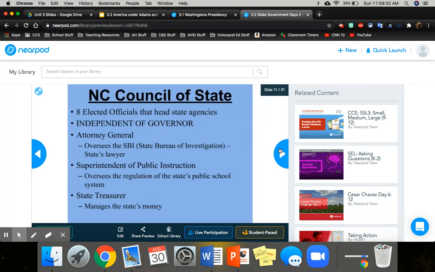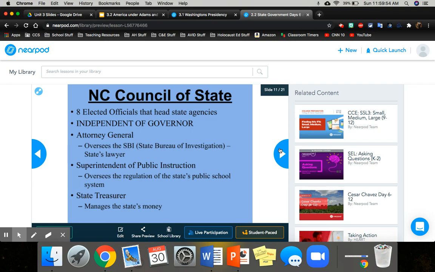All right, so you've got the North Carolina Council of State. Similar to the lieutenant governor, these are 8 elected officials that head state agencies. So you may have a Republican Secretary of State, a Democratic Insurance Commissioner, so on and so forth. These offices are all independent of the governor. Like we said, these people are elected.